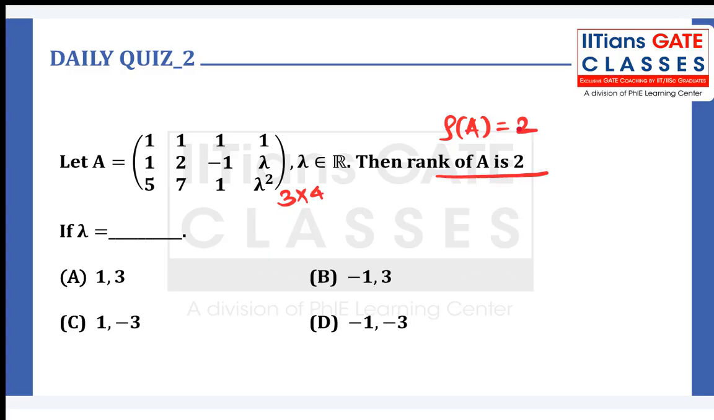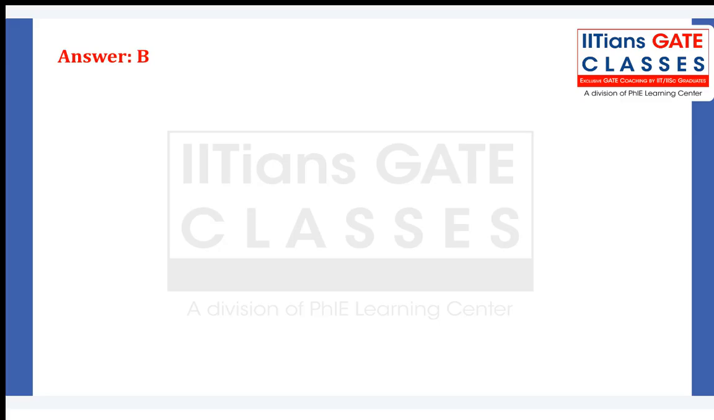So you have to do the same thing here. It is like a sub case of the previous problem. But here you should understand it's the same process, so there is nothing new here. So what you can do is, you have this matrix A, which is a 3 by 4 matrix: 1, 1, 1, 1; 1, 2, minus 1, lambda; 5, 7, 1, lambda square.